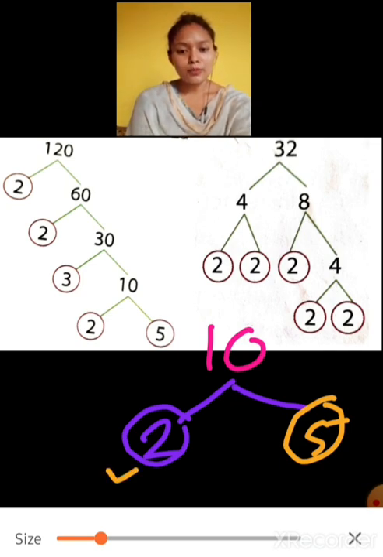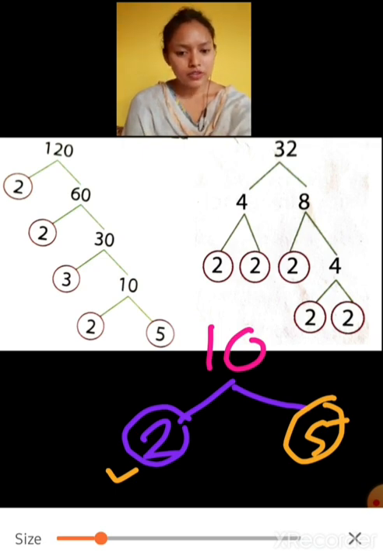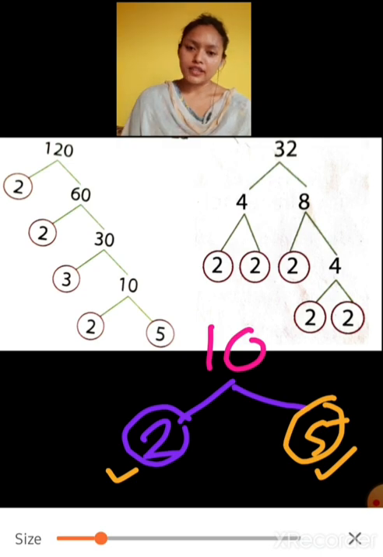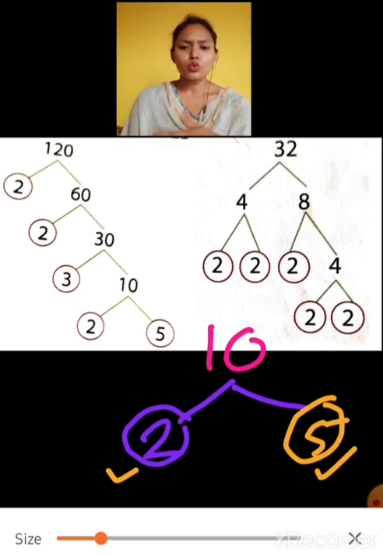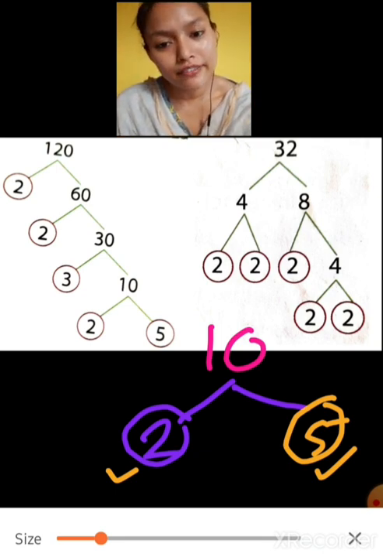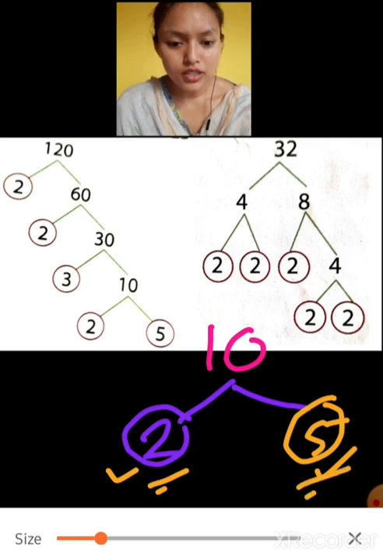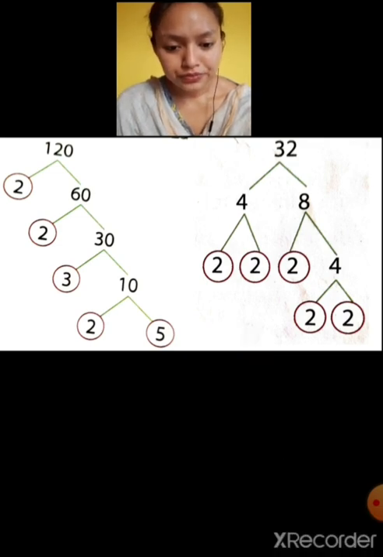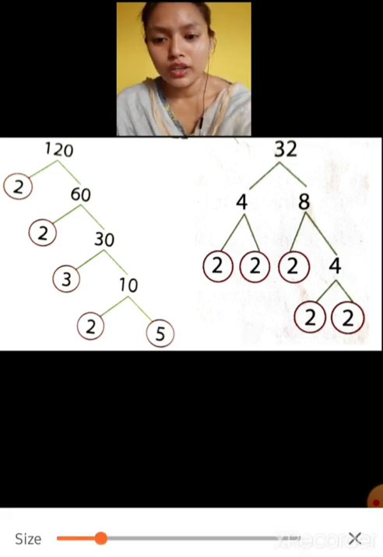Now 2 is a prime number. Prime numbers are those numbers which have only two factors. So 2 is a prime number and 5 is also a prime number. So the tree ends here, because after this no possibility is there. You can do 2 1s are 2, but then also nothing matters, so you will leave it here only. This is all.